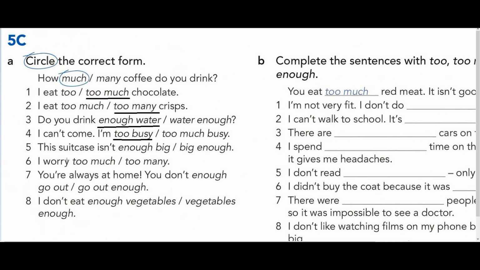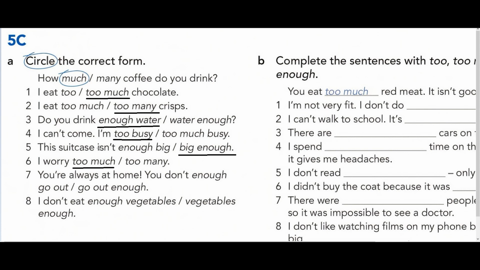Number 5, this suitcase isn't enough big or big enough. Here we have enough after an adjective, so it's big enough. This suitcase isn't big enough. Number 6, I worry too much, I worry too many. With verbs, we also use much.